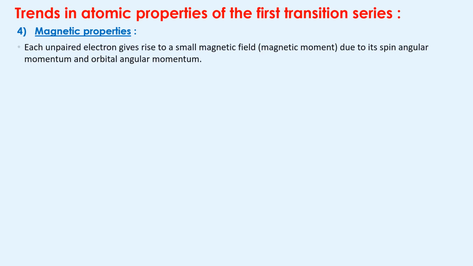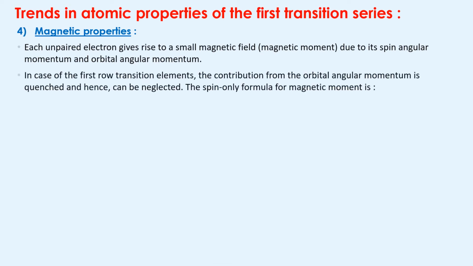So next, each unpaired electron gives rise to a small magnetic field. It creates a new small magnetic field, and that is due to its spin angular momentum and orbital angular momentum. As you studied in physics also, what is spin angular momentum? That is due to the electron revolving around itself, which creates spin angular momentum. And what is orbital angular momentum? When the electron revolves around the orbit, that creates orbital angular momentum.